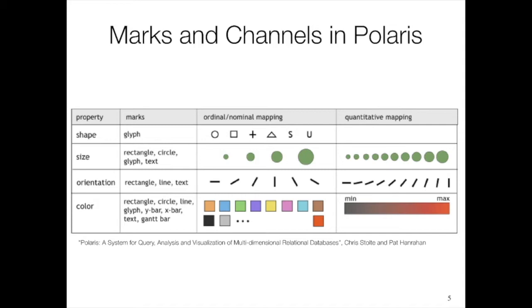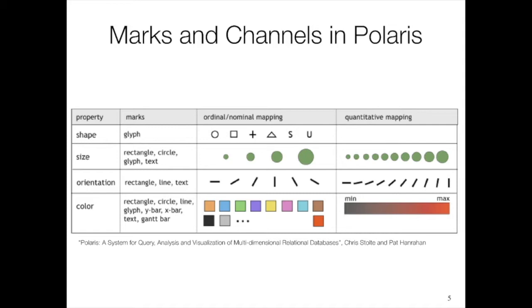The first property is shape. The mark is a glyph, and we can see the different glyphs that are available in Polaris. They are used to show some ordinal or nominal mapping. And there is no way with glyphs that we can usefully show a quantitative mapping.